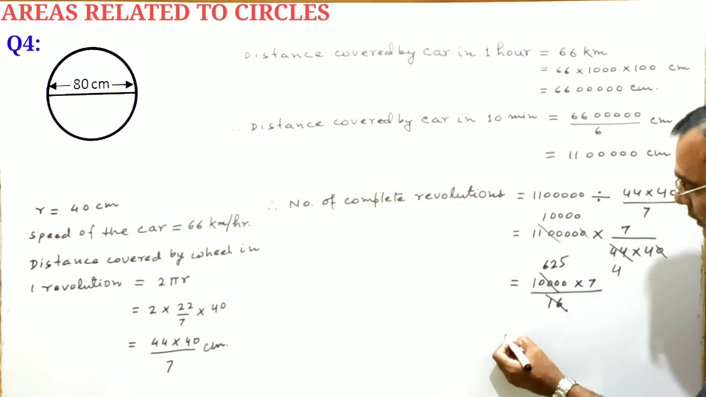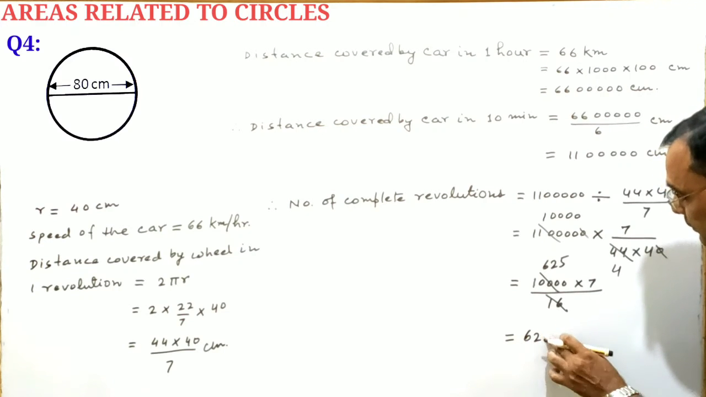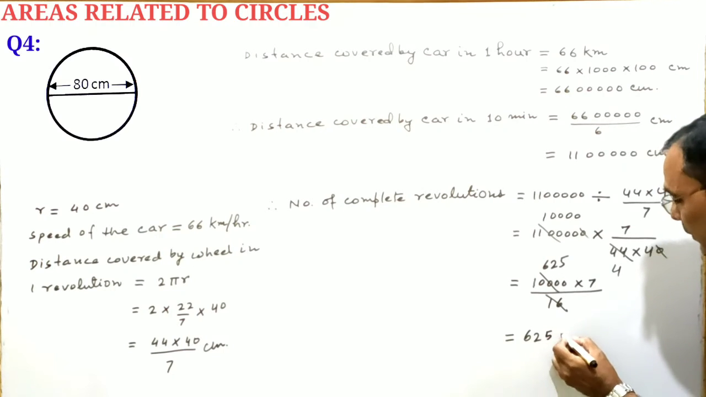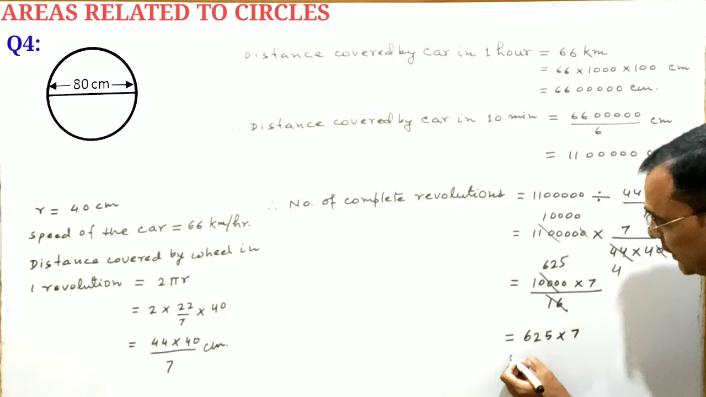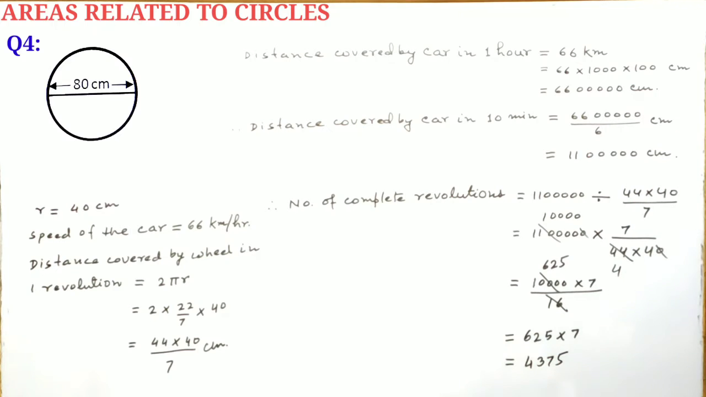625 times. So 625 into 7, which is equal to 4,375, and this is the total number of complete revolutions that each wheel of the car will make in 10 minutes. So this is the answer.